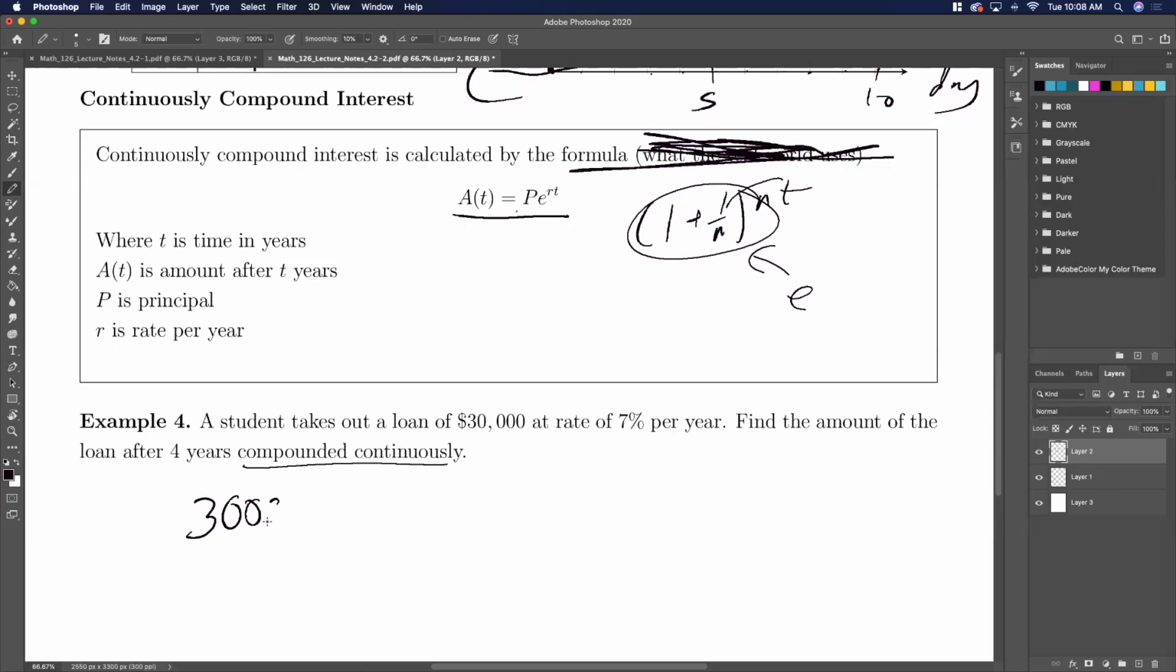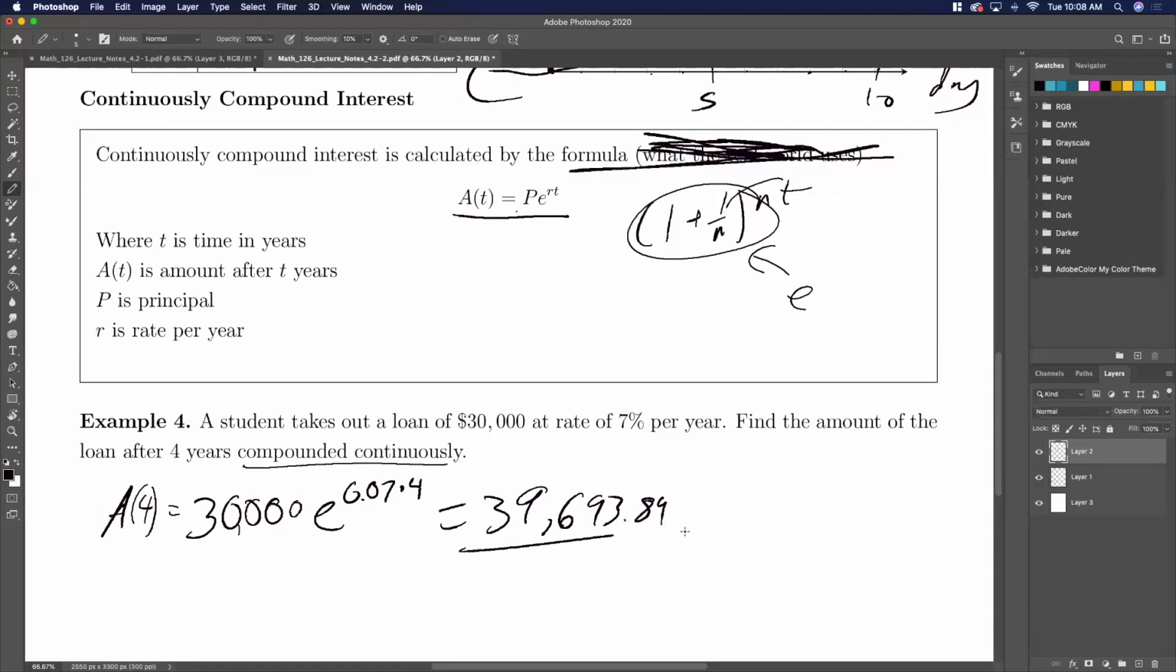So here's our new thing. We have 30,000, and then... oops. So for my amount after 4 years, I'll plug in 4: 30,000 e to the 0.07 multiplied by 4. We just crunch through that and we get 3963. And so that's all you need to do to calculate continuous interest. I think I give you one problem to do on that.